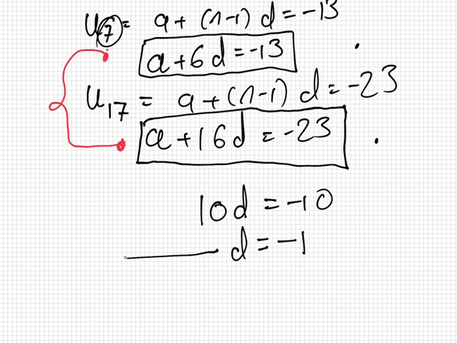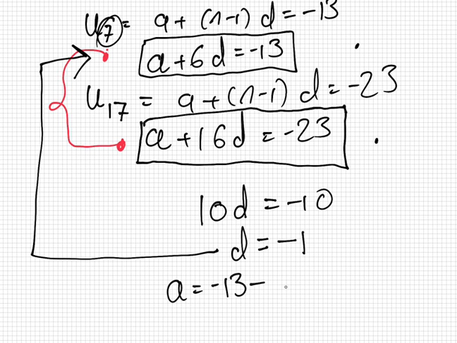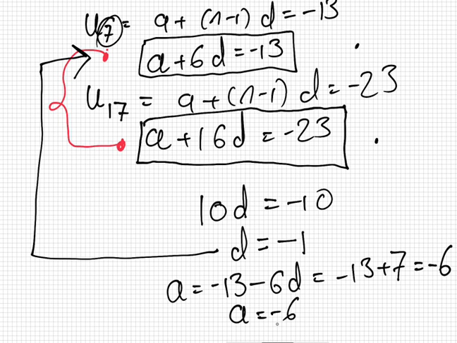How can I find the A? Sub it back in, let's say the first one. A equals minus 13 minus 6D. That equals minus 13 plus 7, which is, isn't it minus 13 plus 7 minus 7? Yeah. No. Minus 7. Is it? No, it's not. Minus 6. A equals minus 6. So we have our two answers. D is minus 1 and A is minus 6.